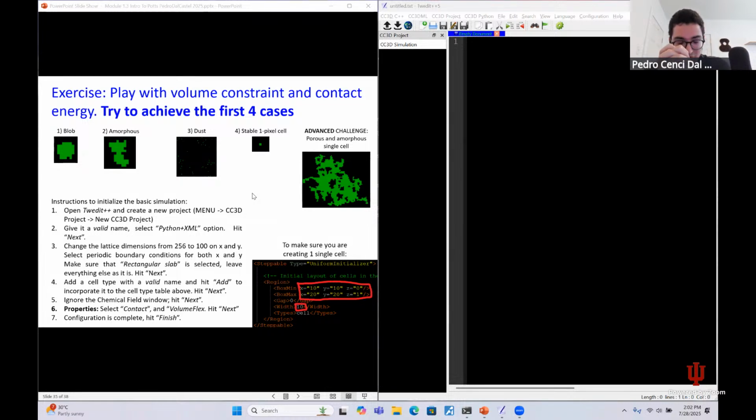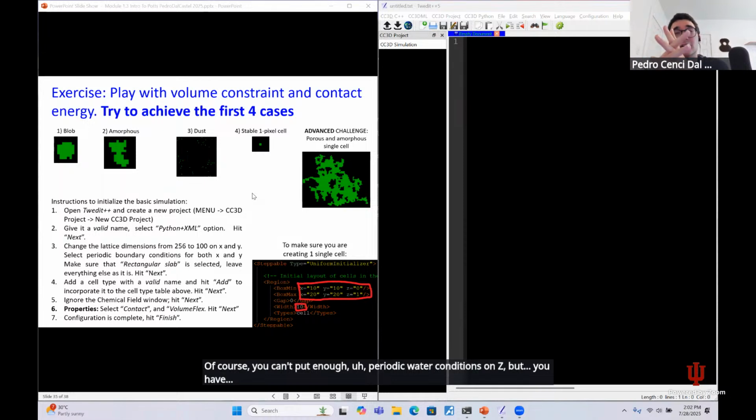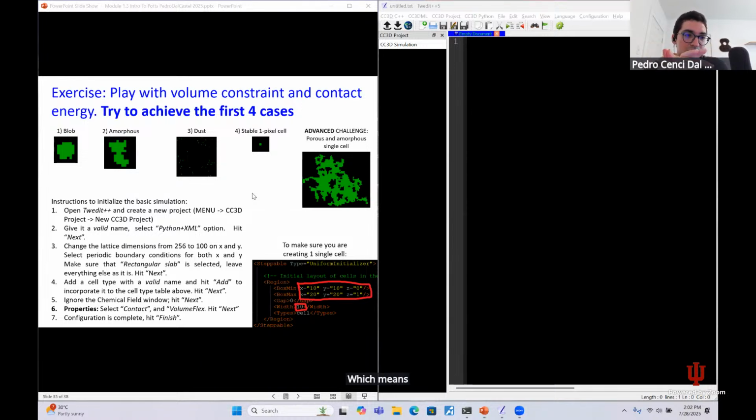You need to put no flux on z. You can only put no flux on x and y. Of course, you can put periodic boundary conditions on z, but you will need a z greater than 1, which means a 3-dimensional simulation. That's not the purpose here.